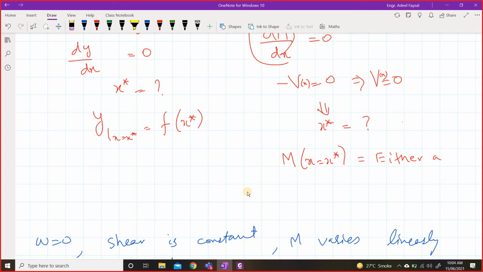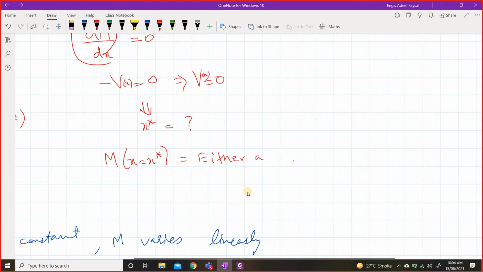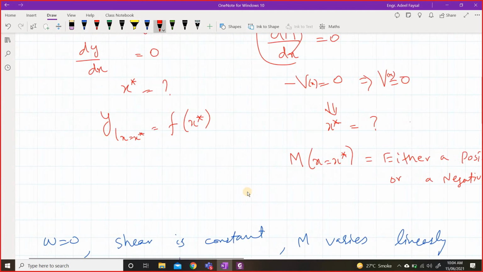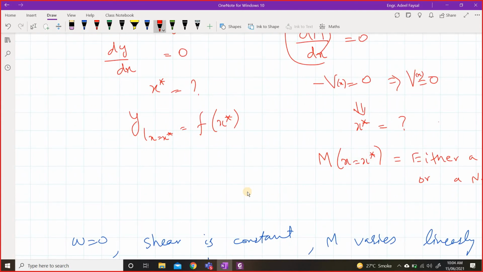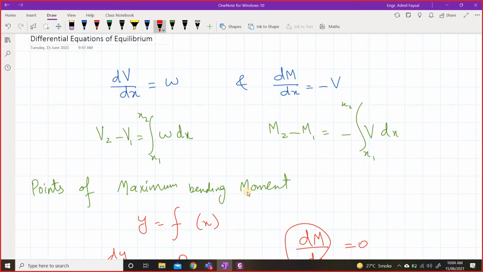So you would say that this will be either a maximum, a positive maximum or a negative maximum. Maximum on the positive side or on the negative side. You can end up with any value. Okay, so this is how you can locate the points of maximum bending moment.